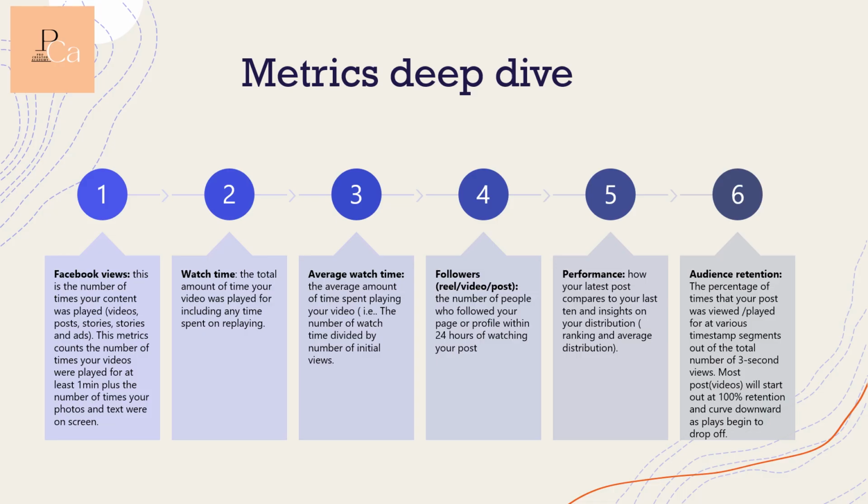And we have the average watch time. The average watch time, listen guys, is the average amount of time spent playing your video. This can be calculated with the watch time divided by the number of initial views. So on average, how can we get that? The total amount of watch time divided by the initial views, the number of views you got when you first posted your video. It divides it with the number of times the video was played, and then it gives you the average watch time. You understand? On average, this is what people watched.